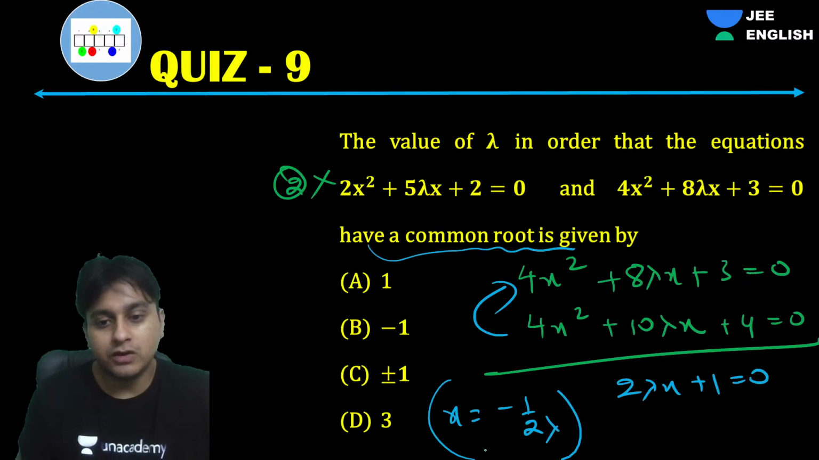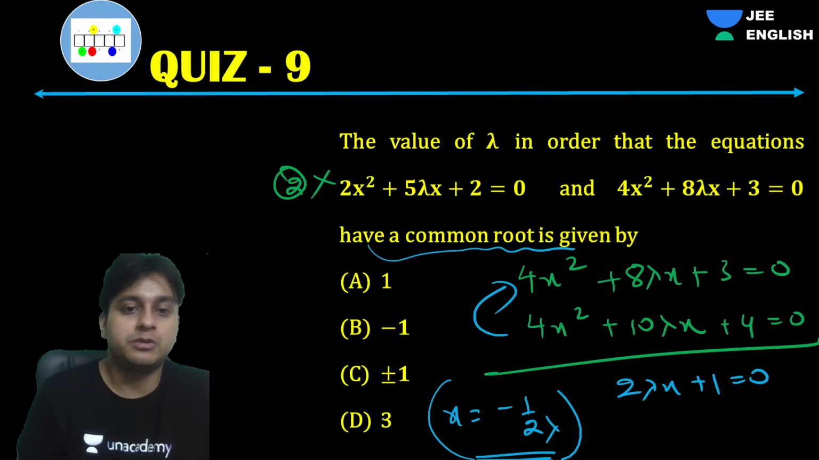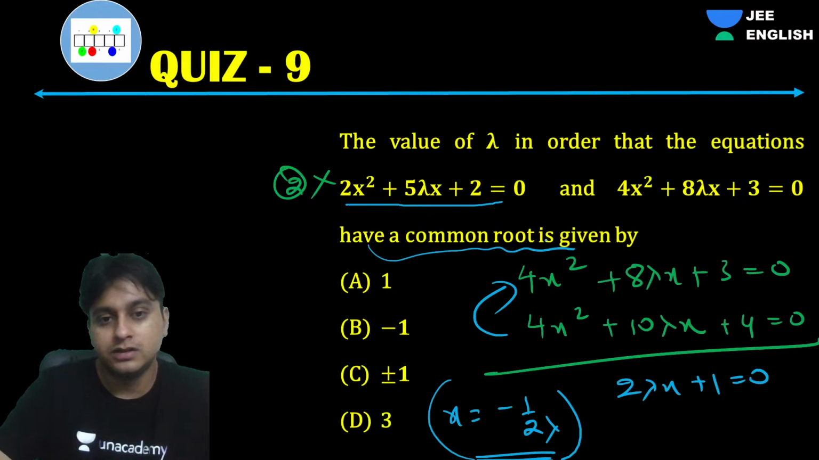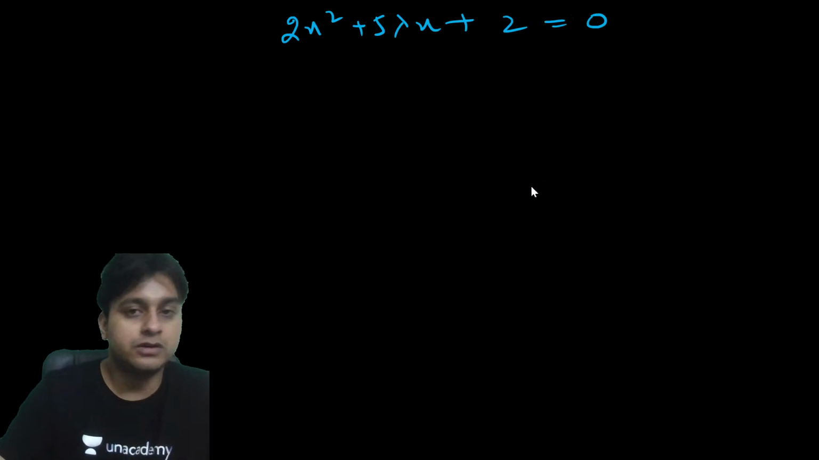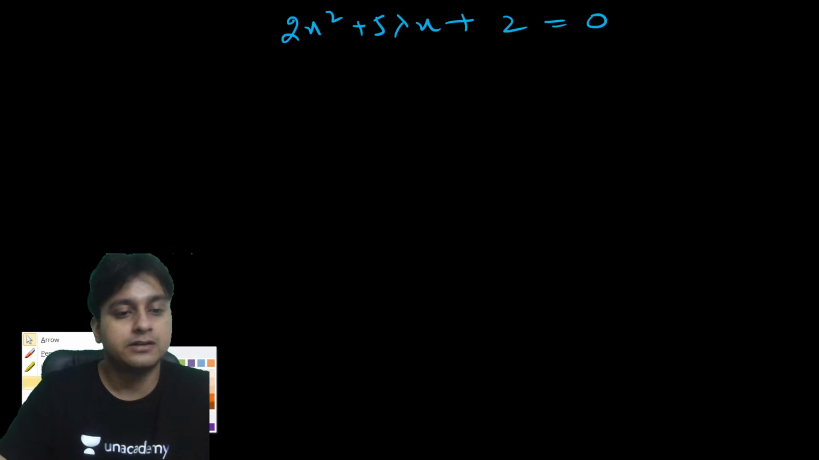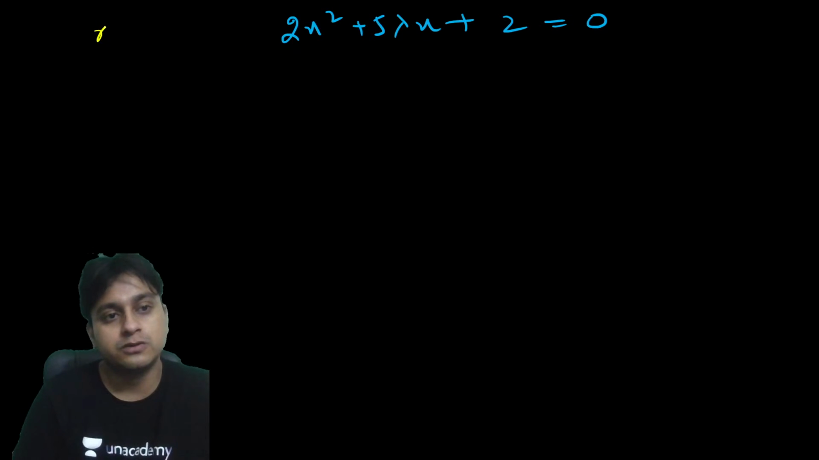Now you need to put this value of x in any equation. Let's put it in this first equation, x square plus 5 lambda x plus 2. Right, this is the quadratic. Let's put x equals minus 1 by 2 lambda in this one.